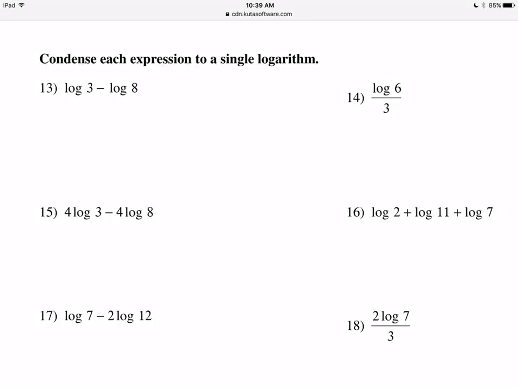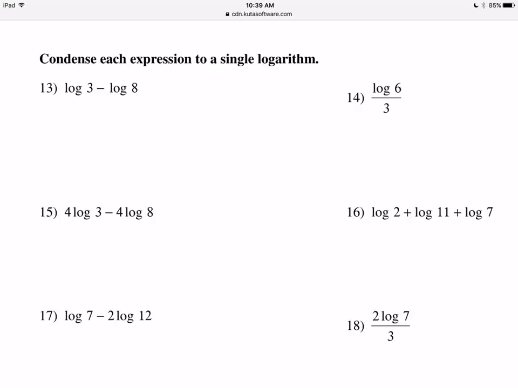All right, so in this video we're going to talk about condensing logarithms. It's another property of logarithms that we can use. Rather than having multiple logarithms to solve individual pieces, it might be better to combine all the logarithms together to have a more unified picture or to solve or evaluate a logarithm.